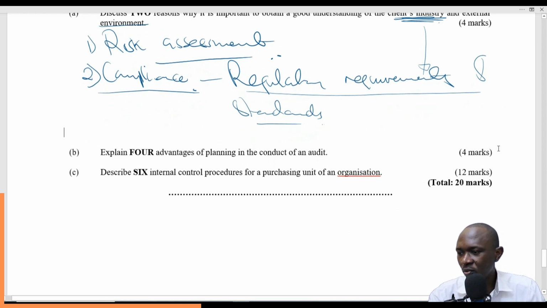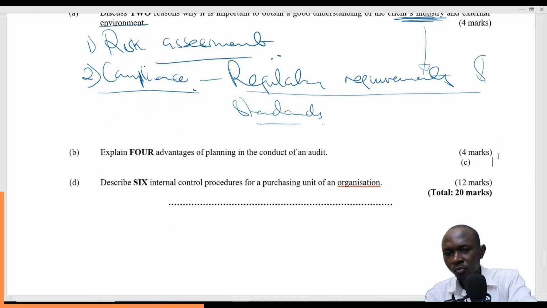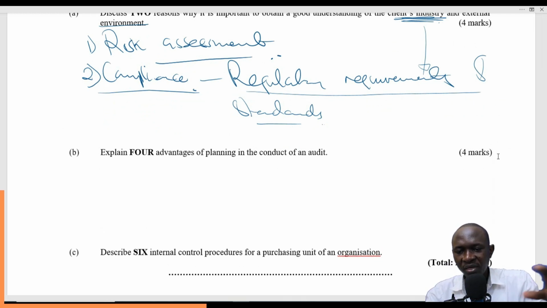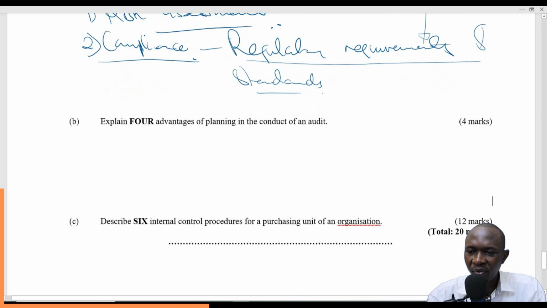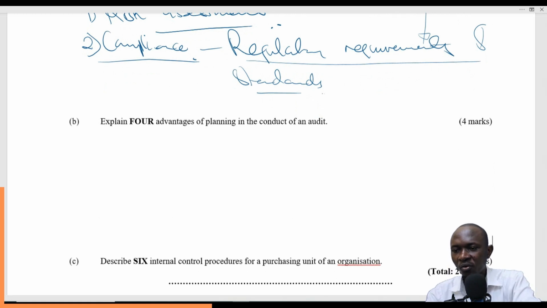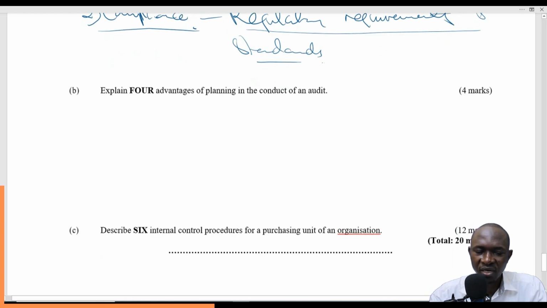Then go to question 4. Explain 4 advantages of planning in the conduct of an audit.